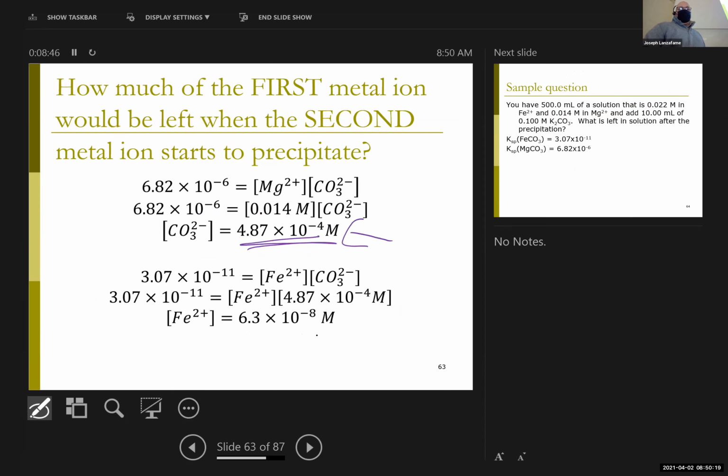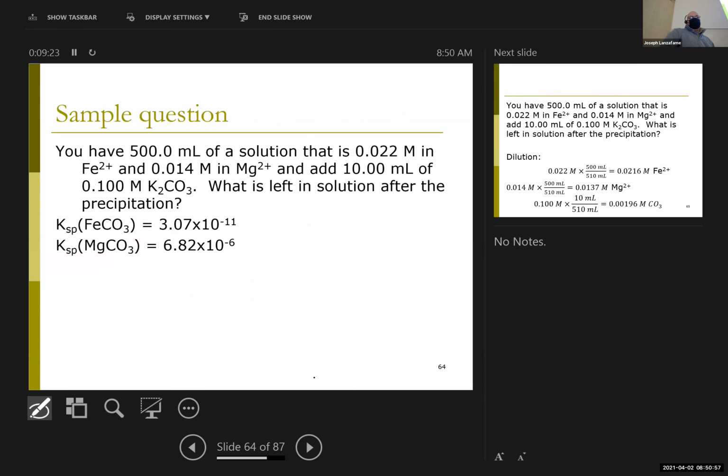I can only have this concentration of carbonate if the iron has gotten low enough, because once I've hit that first window, the Ksp of the iron carbonate stays in effect. Right. Once I've triggered the equilibrium, right, it stays in effect no matter how much potassium carbonate I add. Right. And so wrapping that up quickly, right, my iron dropped from 0.022 to 6.3 times 10 to the minus 8.